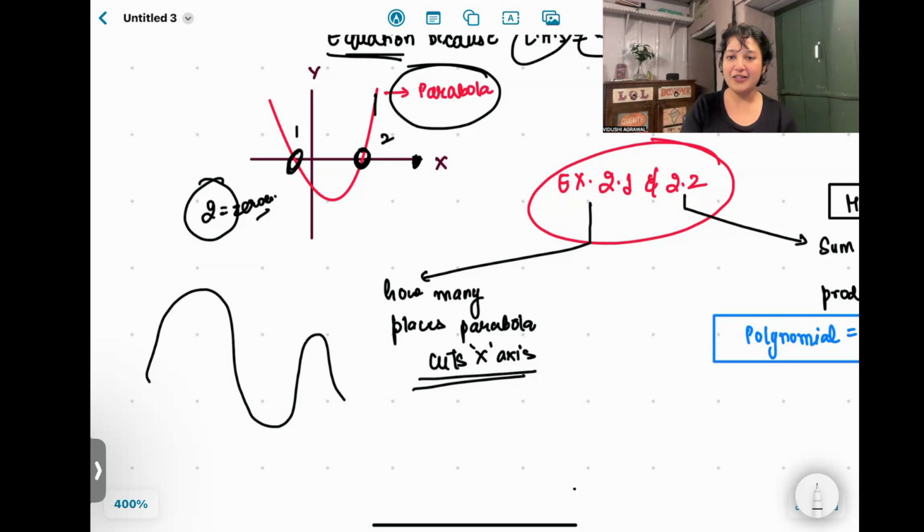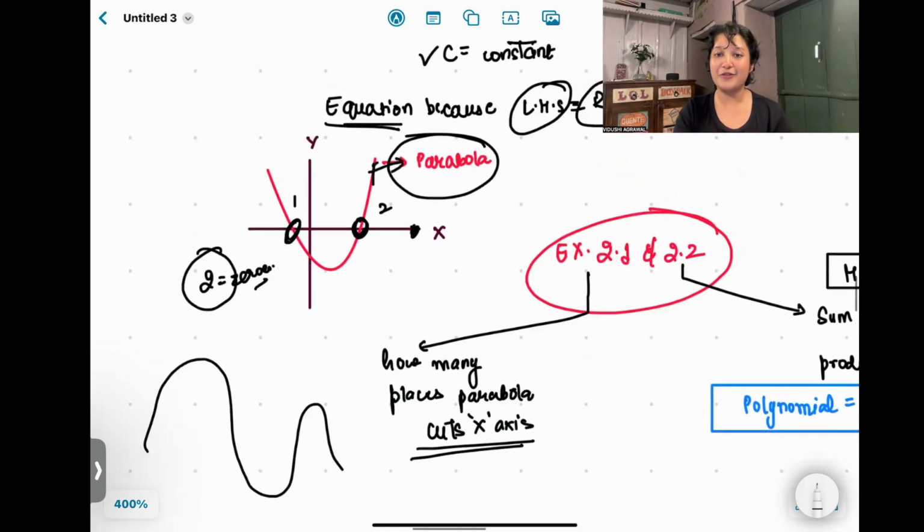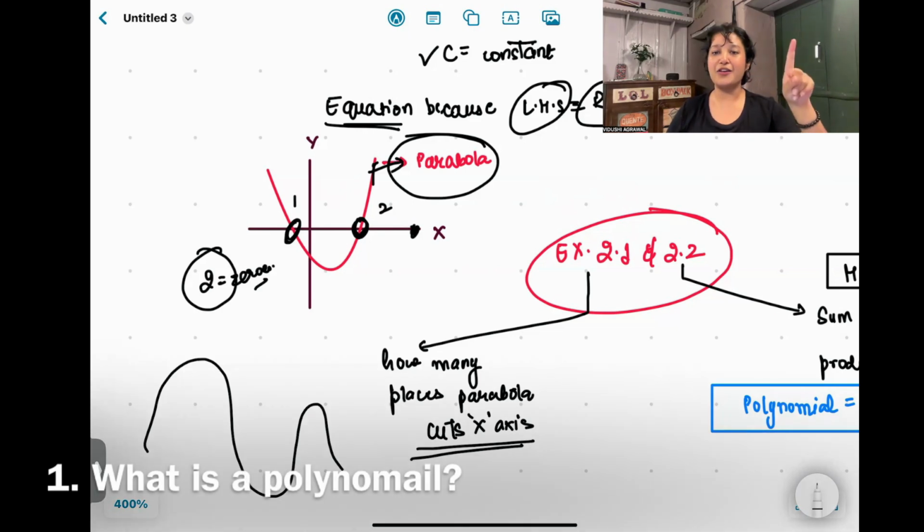When you draw this curve on a graph, it is known as a parabola. What is it called? Parabola. Sounds so cool, right? In 5 minutes, this chapter will be completed, so please bear with me. Number one, what is a polynomial? Polynomials are used to identify curves.